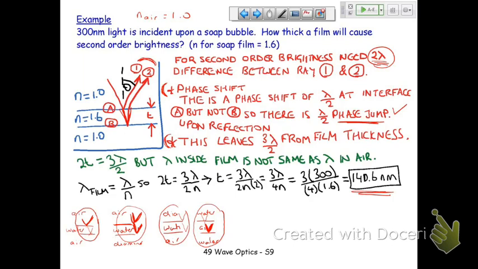Yeah. So 3 steps basically. Is there a phase jump? What do I want? Is there a phase jump? The rest comes from path difference. Make sure you're using the right lambda. Boom, boom, boom. Yes? So you subtracted half a wavelength from the original 2. Because I needed 2 for constructive interference, second order brightness. And then I took the half a wavelength away because of the phase jump, and the rest was path difference, but it has to be the path difference inside the film. So I've got to change my wavelength to match inside the film.